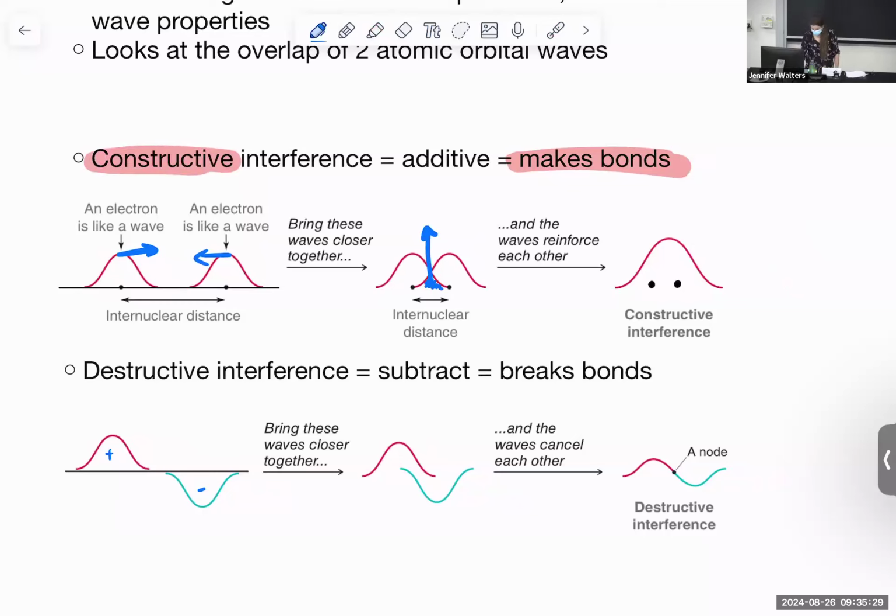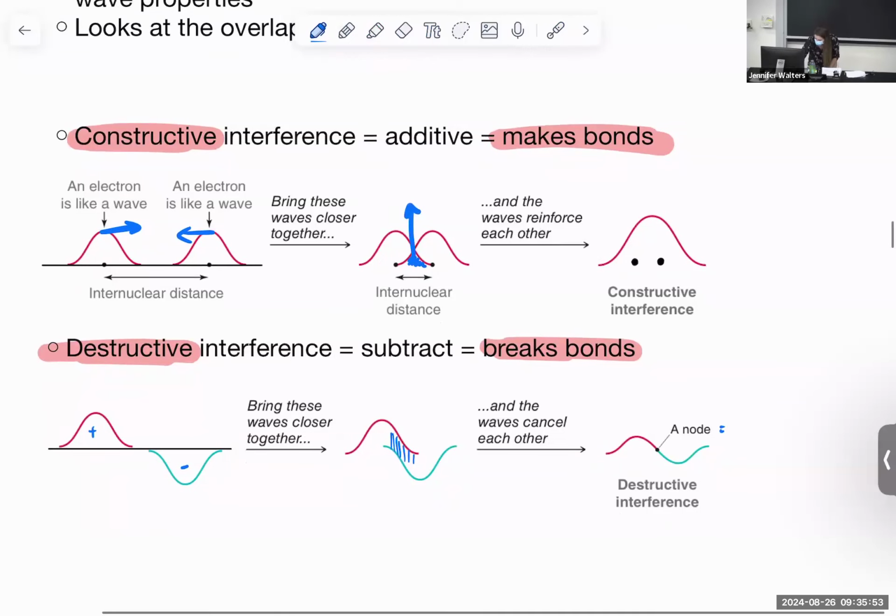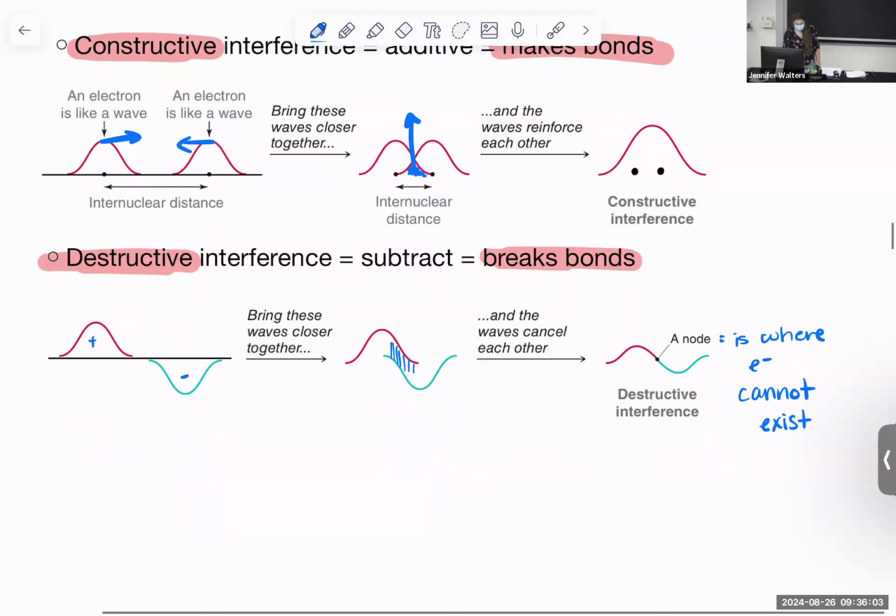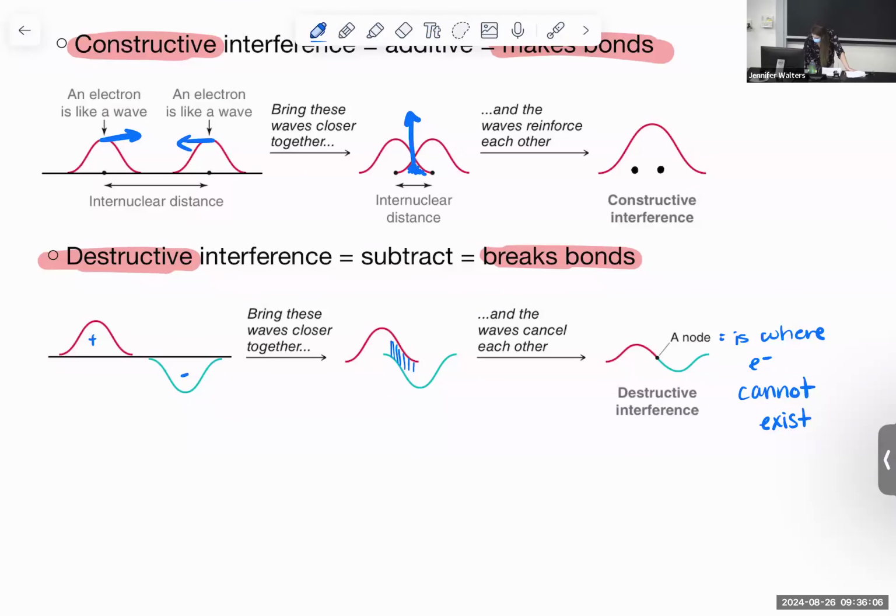The destructive interference is going to break bonds. That is where our waves are not compatible. They're going in opposite directions. So when you get to this point, now they're actually subtracting from each other. It cancels each other out. You get a node. A node is just where electrons cannot exist. This is going to be known as an anti-bonding interaction.